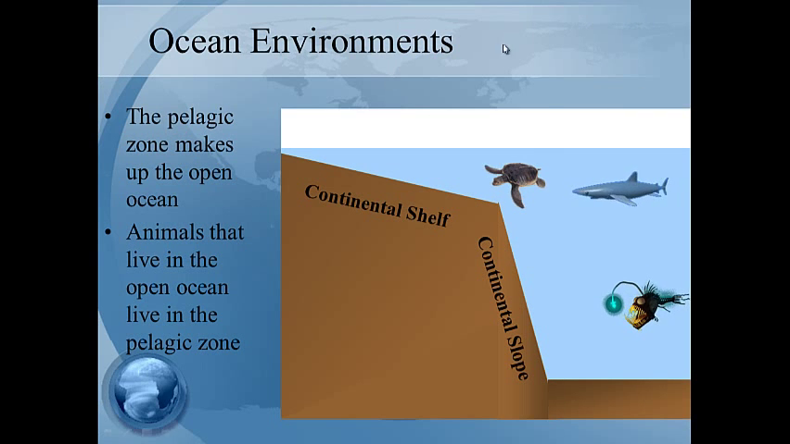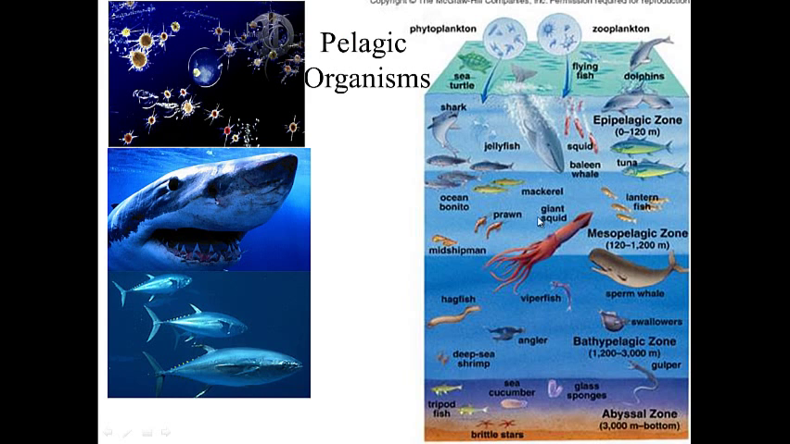The pelagic zone, though, makes up the open ocean. So animals that live in the open ocean, we say, live in the pelagic zone. These are things like sea turtles, ocean fish, deep sea fish, okay? So they live in the pelagic zone. They spend their whole lives in the open ocean. Okay, so pelagic organisms here, tuna, dolphins, whales, giant squid or little squid, okay?